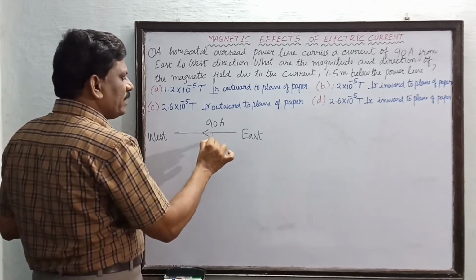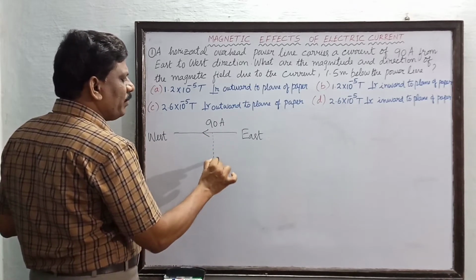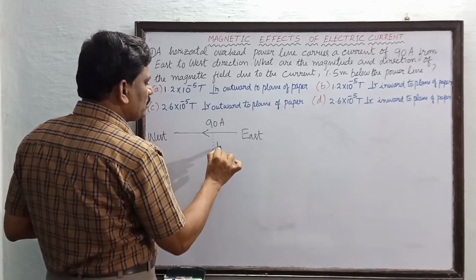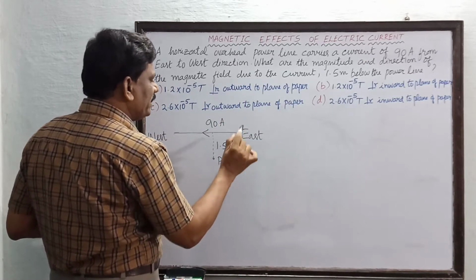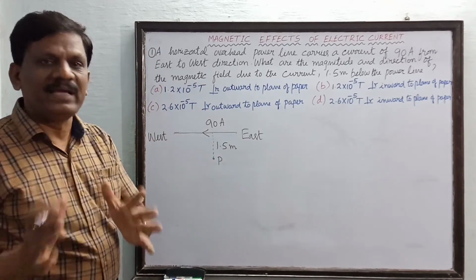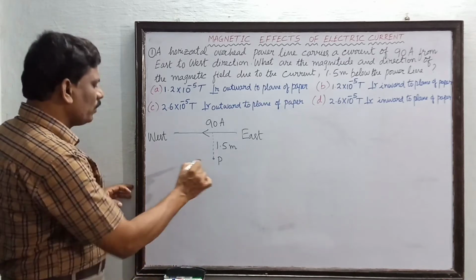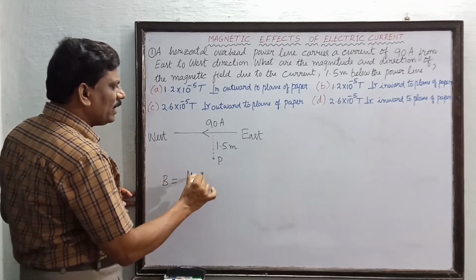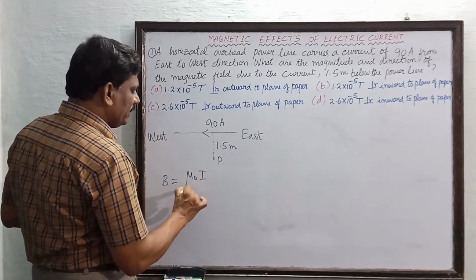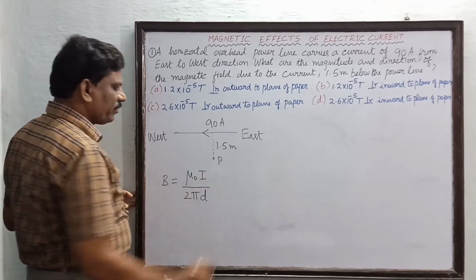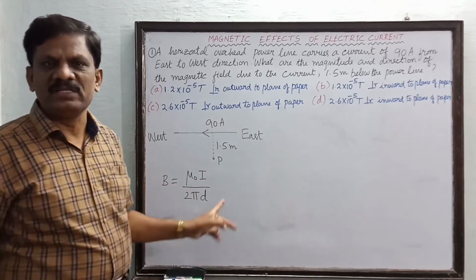Now I will choose a point P. So this is a point P which is at a distance of 1.5 meter. So this distance is 1.5 meter. So what is the magnetic field at this point? First, magnitude we will find out. So magnitude of the field B is equal to mu naught into current I divided by 2 pi into d. This is the standard expression, isn't it?